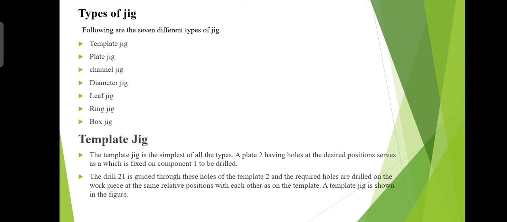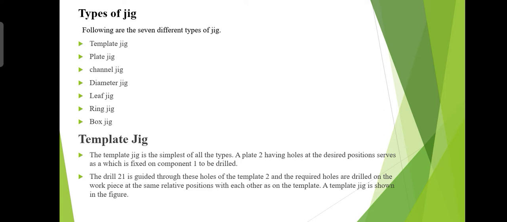In this lecture, we will discuss types of jigs. In my previous lecture, I told you about jigs and fixtures. But before starting the types of jig, I will tell you something about the function of a jig. A jig holds and positions the work and locates or guides the cutting tool with respect to the workpiece.